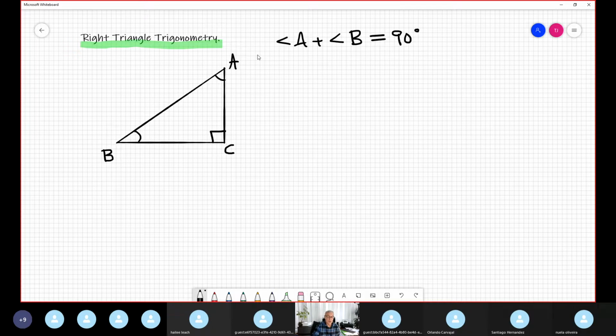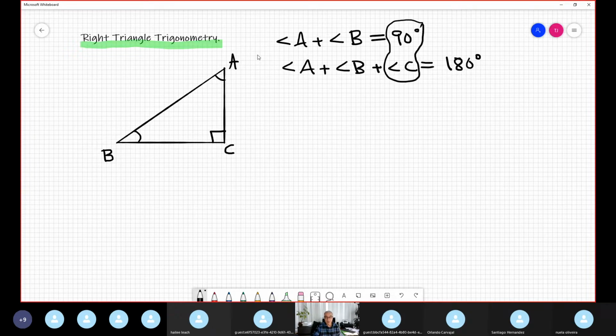Because in general, angle A plus angle B plus angle C is equal to 180 degrees. This is classical in geometry. The sum of the interior angles in any triangle, it doesn't matter if it's right or acute or obtuse, is 180 degrees. But if C is 90 degrees, therefore A and B are complementary angles, always in right triangle trigonometry. When it's not right, no. But we will see that another day, not today.